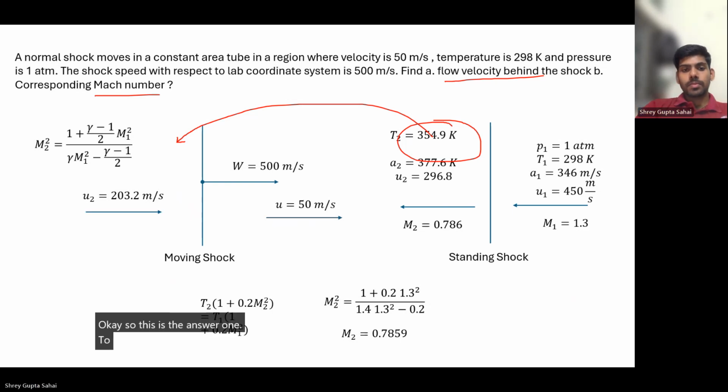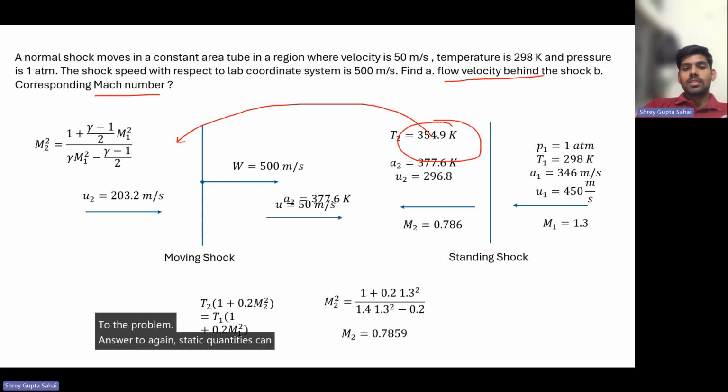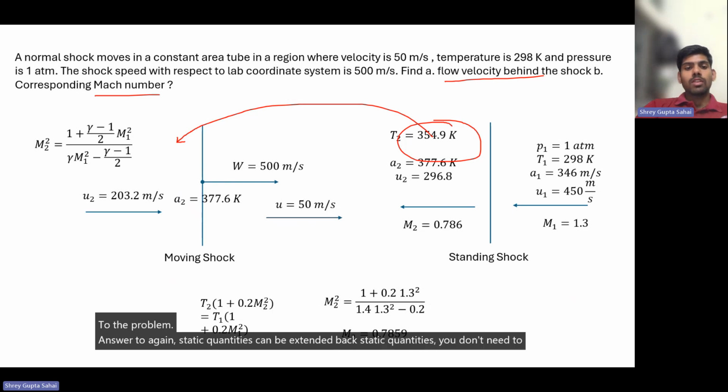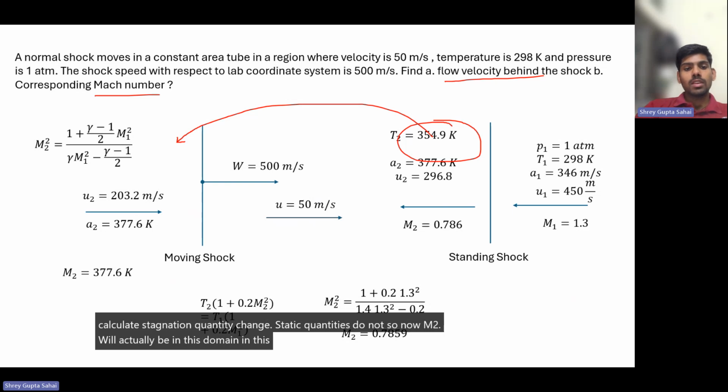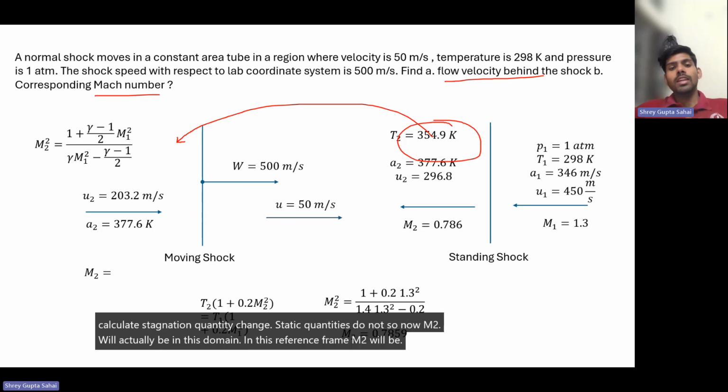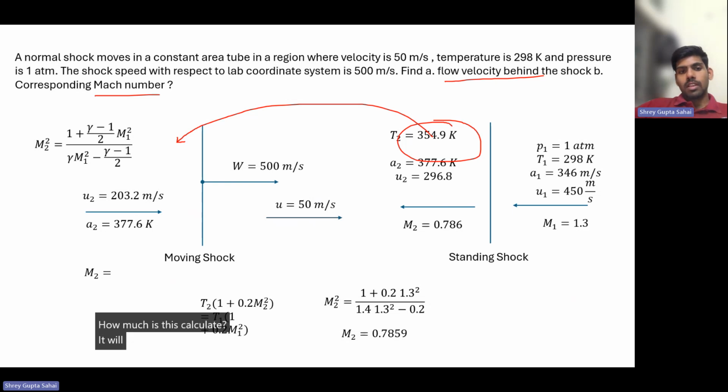Okay, so this is answer 1 to the problem. Answer 2 again, static quantities can be extended back. Static quantities you don't need to calculate. Stagnation quantities change. Static quantities do not. So now M2 in this reference frame will be how much? Let's just calculate. It will be a little higher than 0.5. 203.2 divided by 377.6 is 0.538. That's your answer. That's the simple answer.